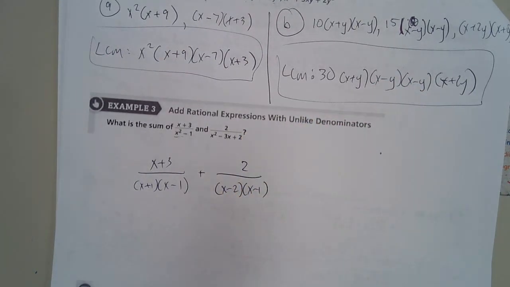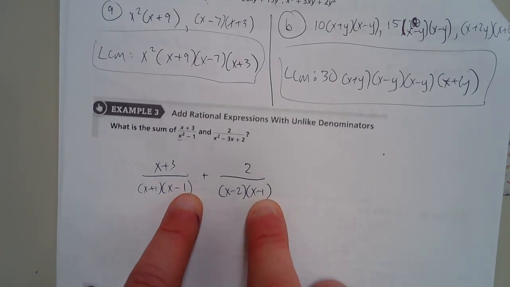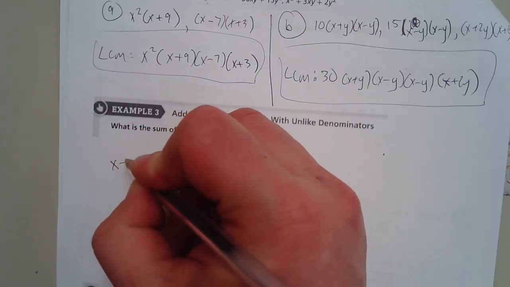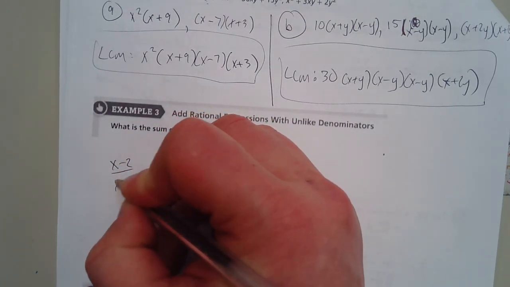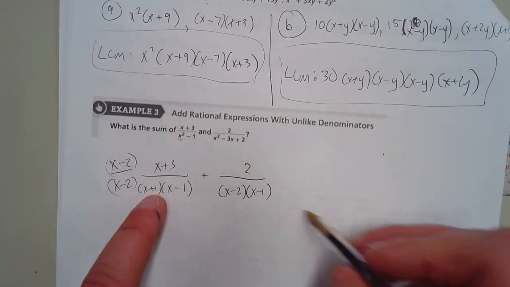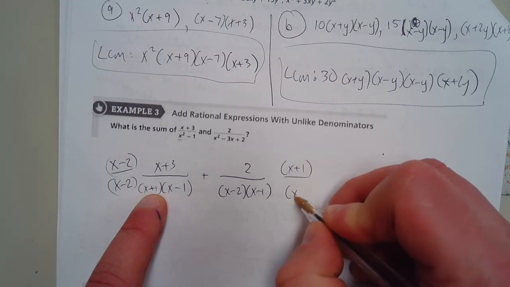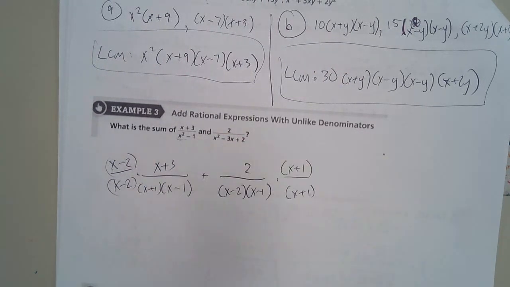And then at this point, we take a look at those denominators, and we find that least common multiple. So they both already have an x minus 1. We don't have to add anything there. But this one's going to need the x minus 2. And this one's going to need the x plus 1. And once we do that, now we're going to be able to work this out.